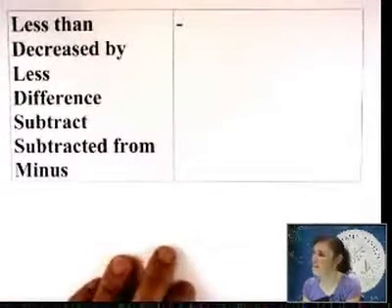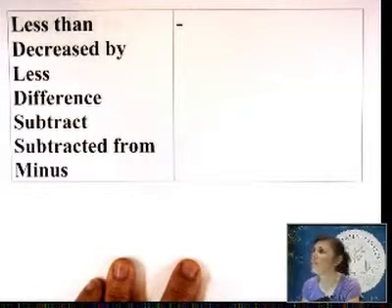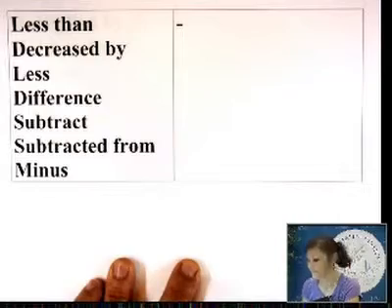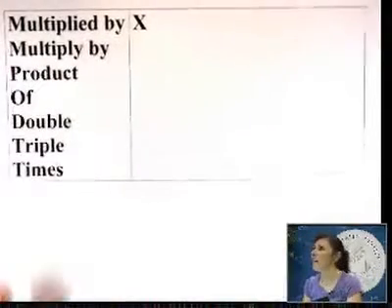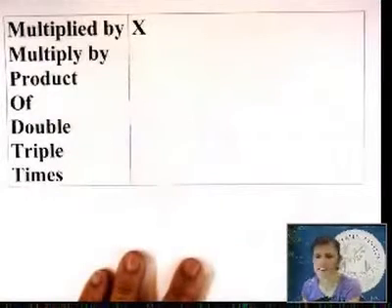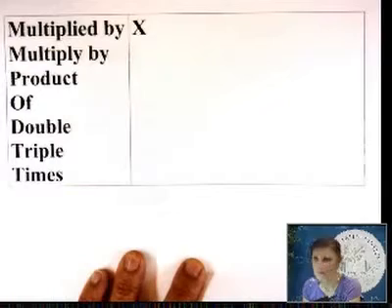Subtraction words, these are flagged by less than, decreased by, those kind of things. Make sure that when you see them, they flag the subtraction for you. Multiplication words, some of them are kind of more obscure: product, double, triple, times, those kind of things. When you see those, make sure that there's a multiplication involved.